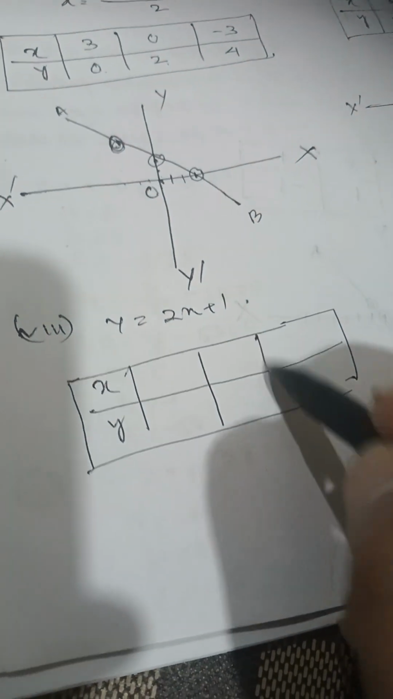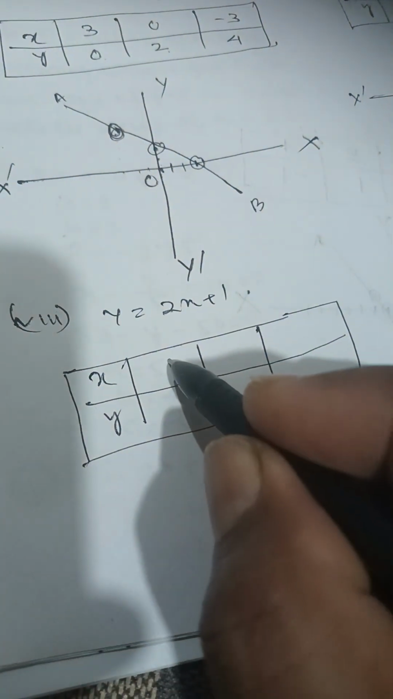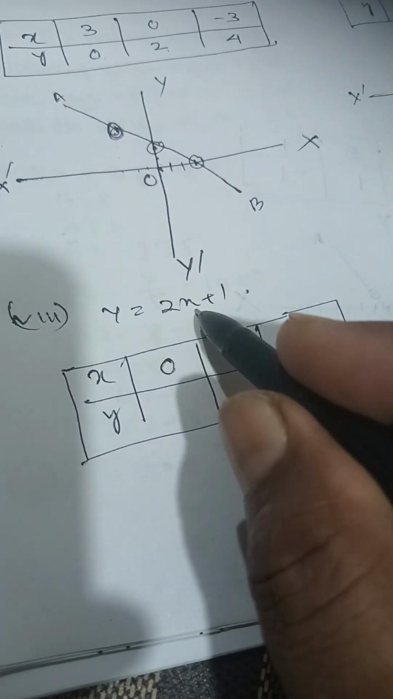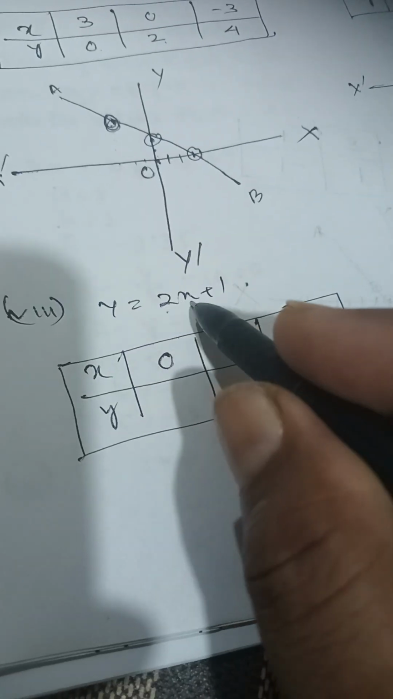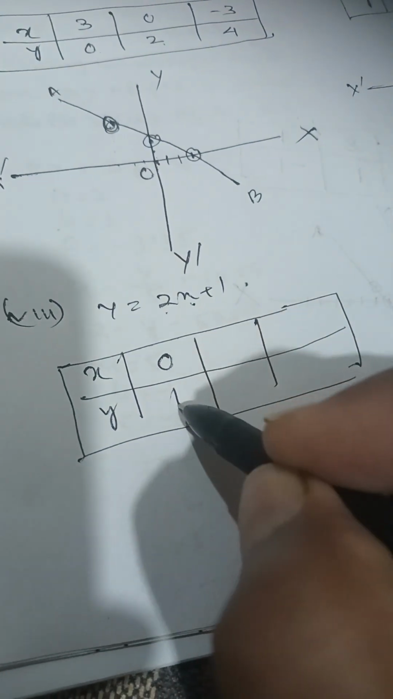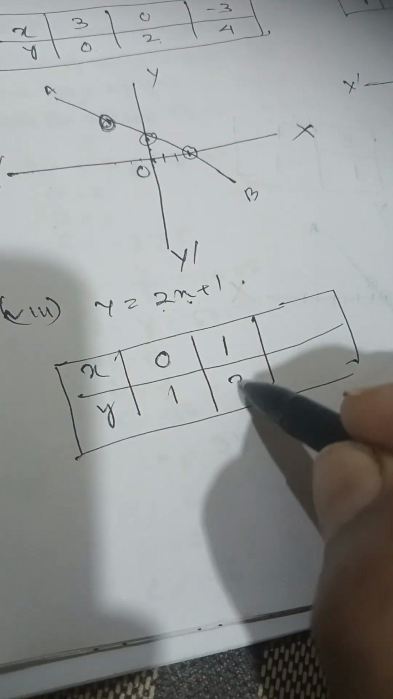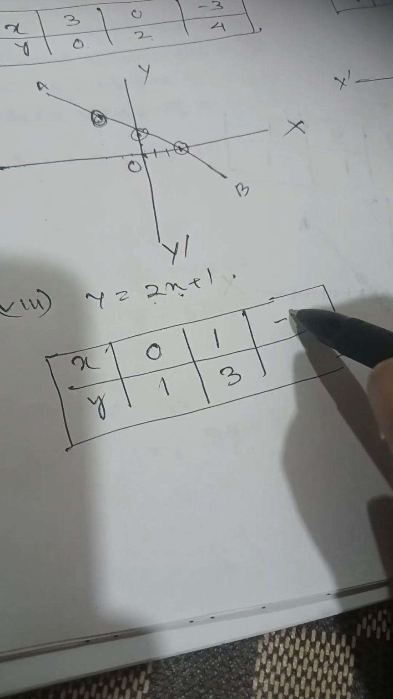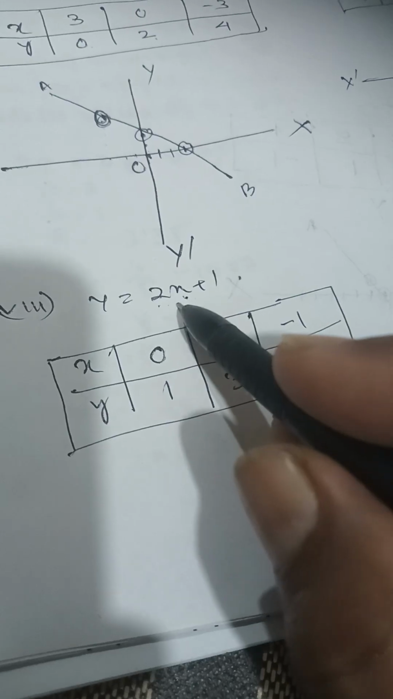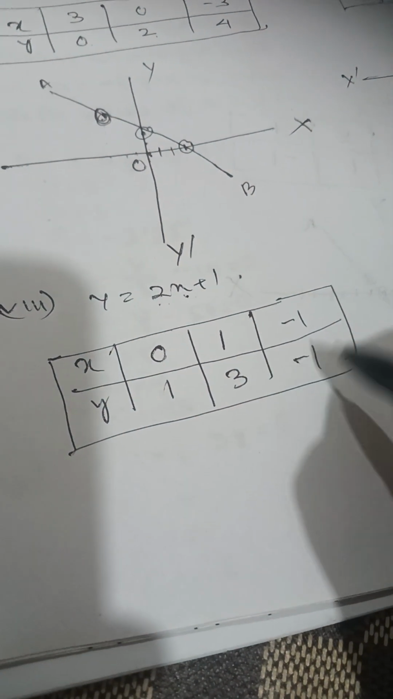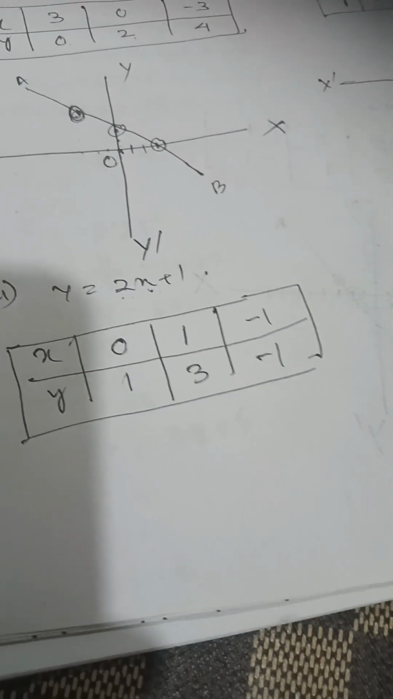Here 1, 2, 3. Now you consider x equal to 0. Suppose I am putting here 0. 2 into 0 will be 0 and plus 1 will be 1. Now you put x equal to 1. 2 ones are 2 plus 1 is 3. Here you write 3. Now you put x equal to minus 1. 2 into minus 1 is minus 2 plus 1 is minus 1. You do the calculation yourself.